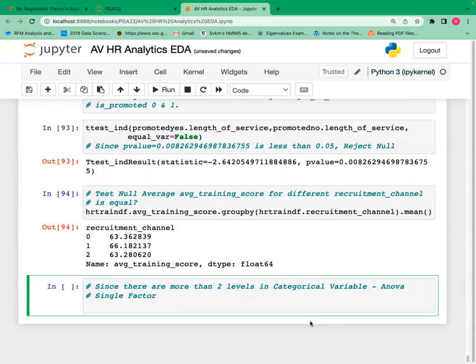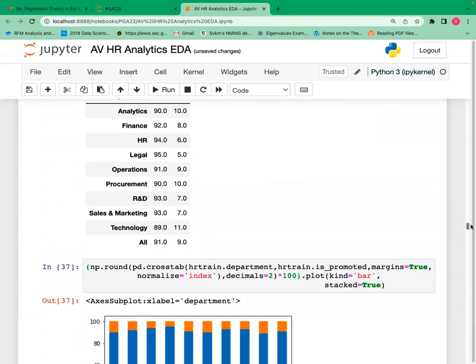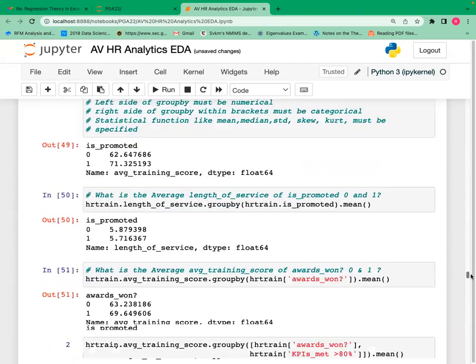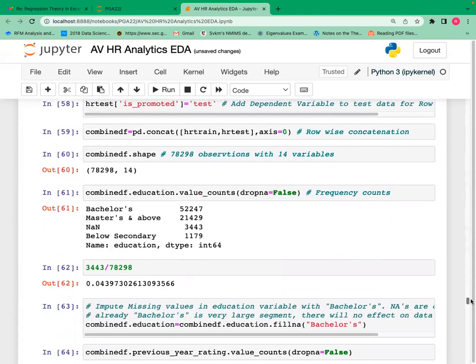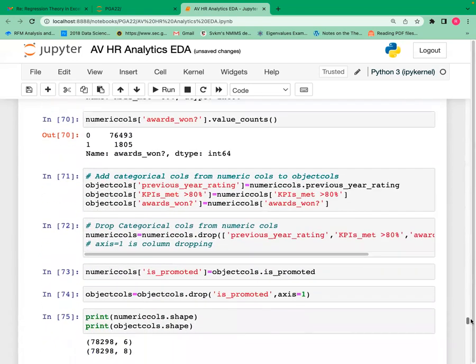Which DF part is in? No, DF will be in the bottom. In the beginning, it will be HR train only. In the last, we have done the train DF after doing the pre-processing. We have converted into DF. After combining and pre-processing, in the last, you will see the DF.